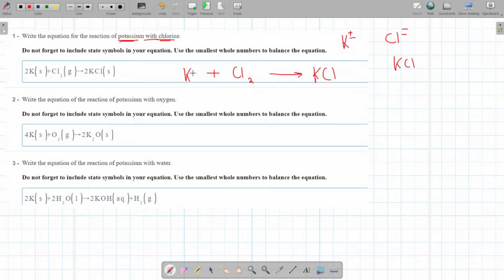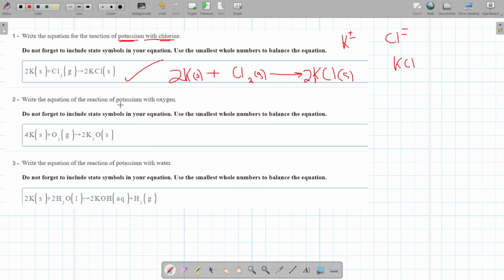State symbols. Potassium is a solid since it's an alkali metal, so the metals are solids. Cl2, chlorine, is a gas. Everybody knows chlorine is a gas. And KCl is an ionic solid, like NaCl, which is salt. Let's balance now. K is good. Cl2 here, so we have to put 2 here. But now we have 2K, so we have to put 2K. Like this. That's it.